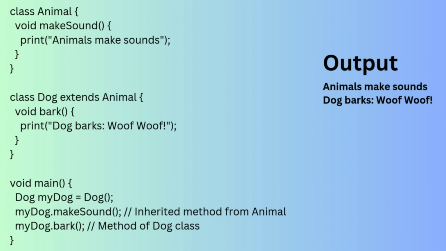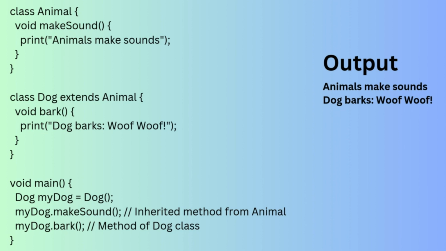To establish this relationship, we use the extends keyword. This tells Dart that the dog class is inheriting from the animal class. Now, when we create an object of the dog class, it automatically has access to the method from the animal class, even though it was not explicitly defined inside the dog class. Along with that, the dog class can have its own additional methods. When we run the program, the dog object is able to perform both actions, making a general animal sound inherited from the superclass and barking, which is specific to the dog class.